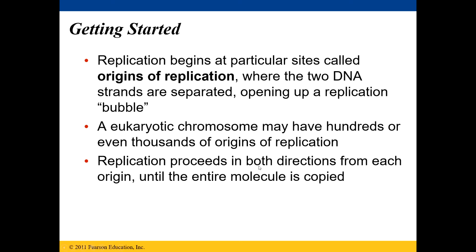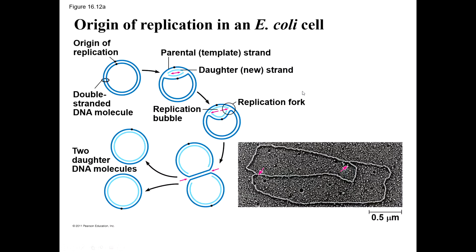Replication proceeds in both directions from each origin until the entire molecule is copied. So it is what we call bidirectional. So we have done most of our studies on DNA replication by looking at prokaryotic cells like bacteria.